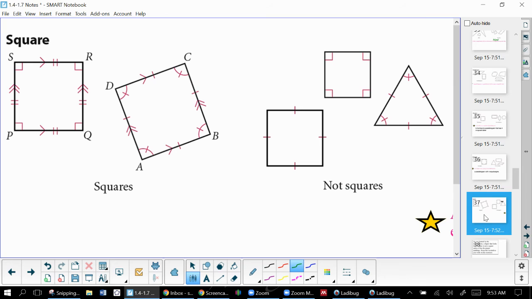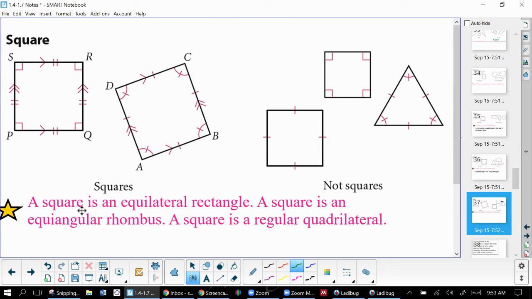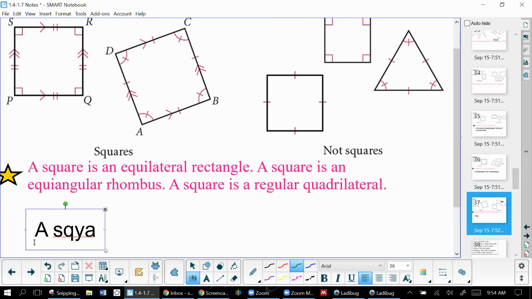And then the last one is a square. Take a second and try to write the definition of a square. Okay, so you can actually do this one really, really short or really long, depending on how you want. Here's a few options. A square is an equilateral rectangle. That's one. A square is an equiangular rhombus. That's another. A square is a regular quadrilateral. That's fine.